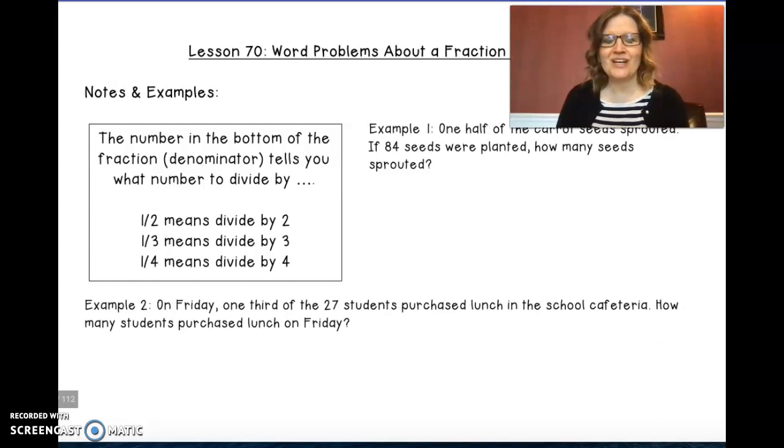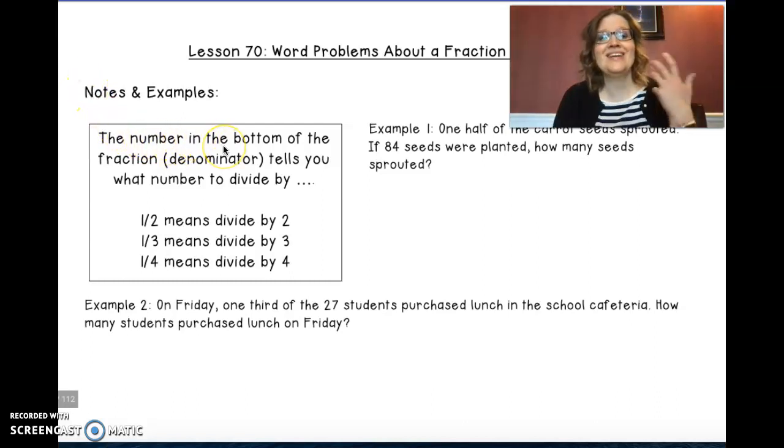Hi, today we are working on lesson 70, word problems about a fraction of a group. Now, when we see fractions, it's another way that we say we're dividing. If you want to look over in our notes, the number in the bottom of the fraction, the denominator, tells you what number to divide by.